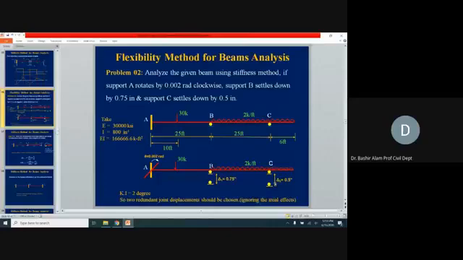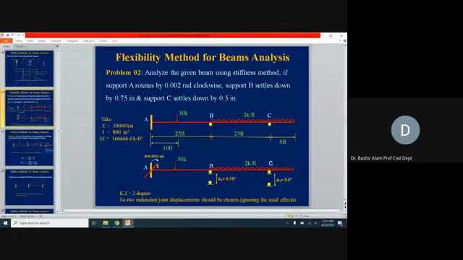Here is problem number 2 now. Analyze the given beam using the stiffness method. Support A rotates by 0.002 radians clockwise. Here it is shown that support A rotates by 0.002 radians.